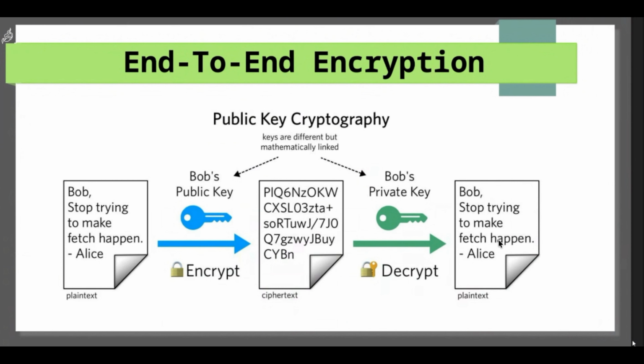Say Alice is trying to say, Bob, stop trying to make fetch happen. She uses Bob's public key and encrypts it. That's a bunch of garbled text. It's sent over to Bob. Bob just sees a bunch of garbled text. So what Bob does is he uses his private key to decrypt it, and that is the only thing that can decrypt it.